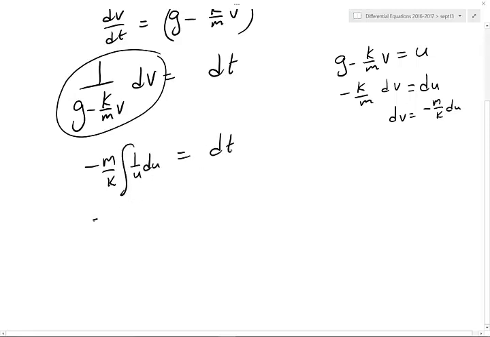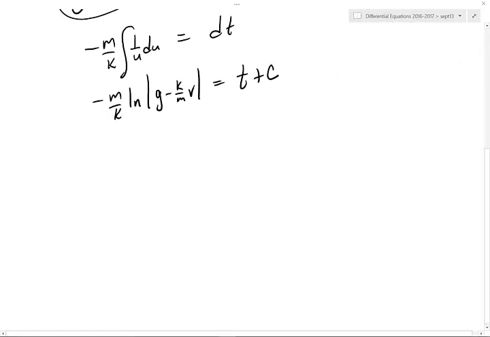So that's negative m over k, ln of what's inside, which is g minus k over m v, equals t plus a constant. Now let's see what happens. If I solve this, I'm going to multiply by the reciprocal, so negative k over m t plus a constant. I think I'm just going to leave that as just a constant this time. I may come back and decide that I don't like that and change it in a few minutes.